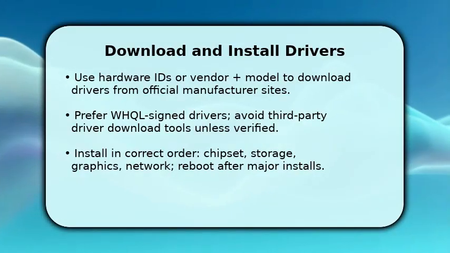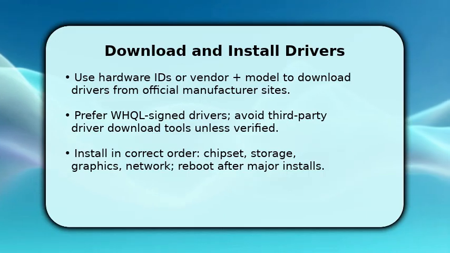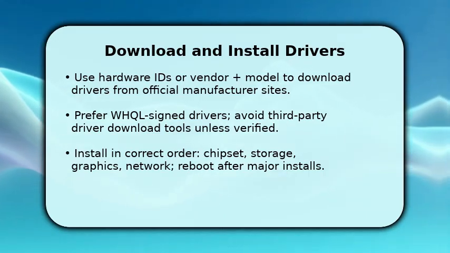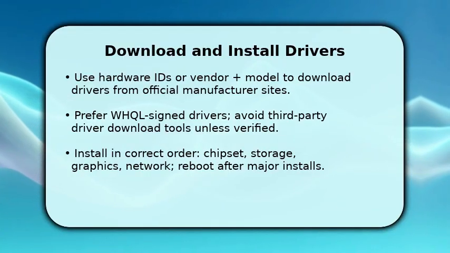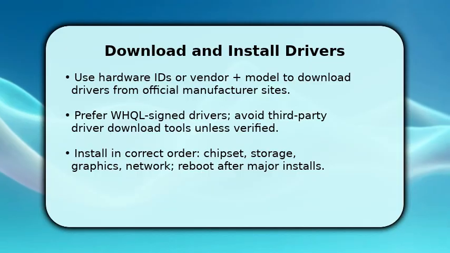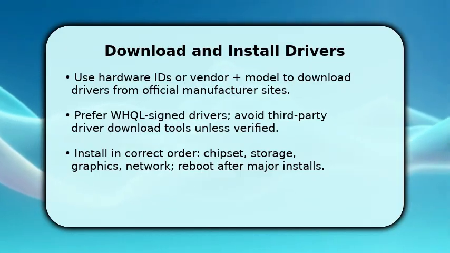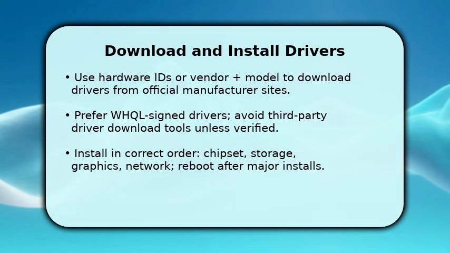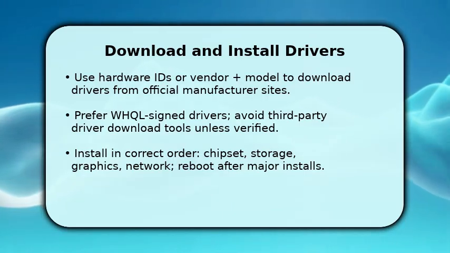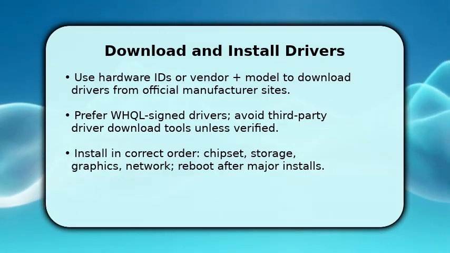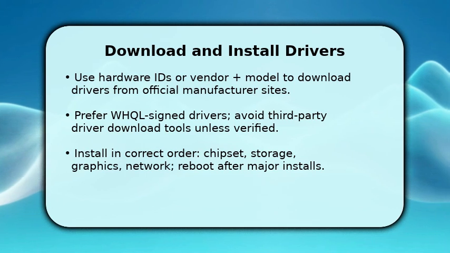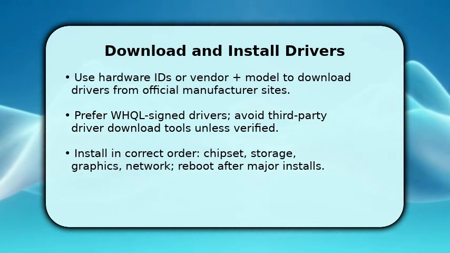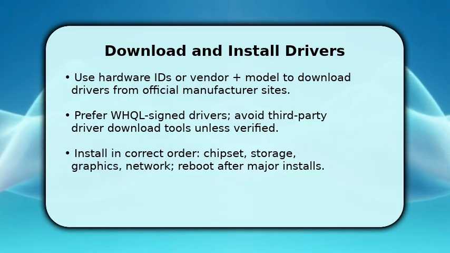Now you perform the detailed downloads and installations. Use the Hardware ID from Device Manager or the vendor and model to find drivers on official manufacturer sites. This ensures compatibility. Download WHQL-signed drivers when possible and avoid untrusted third-party driver utilities. Install in logical order, chipset first, then storage, graphics, and network drivers, so dependencies are satisfied. During installation, follow prompts. Choose Custom Install if available to skip extras, and reboot after major installs to let Windows load the new drivers properly.